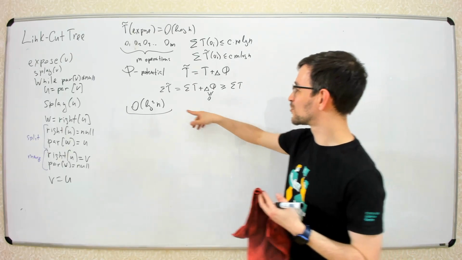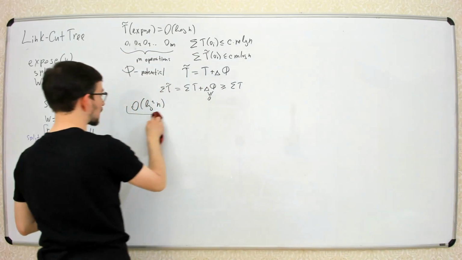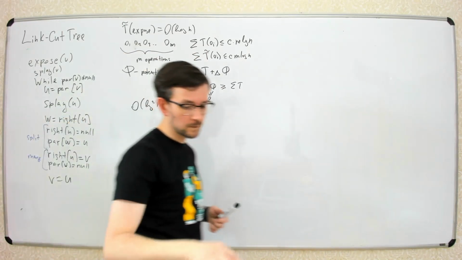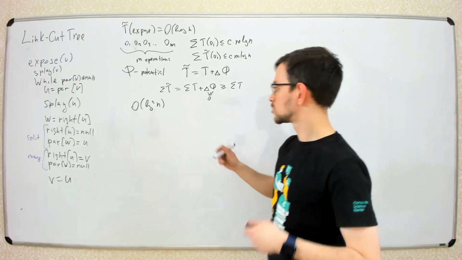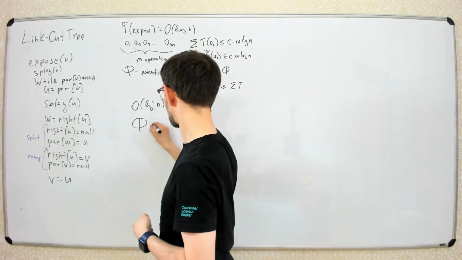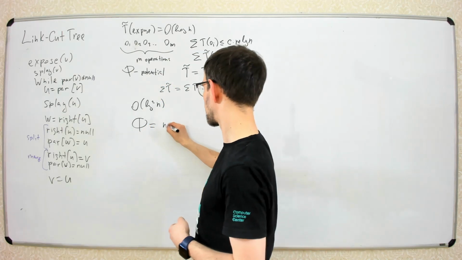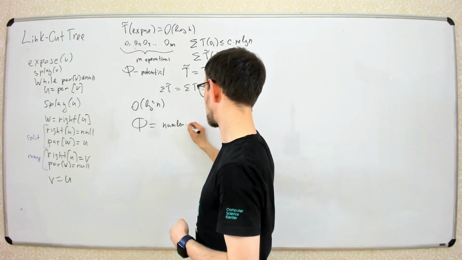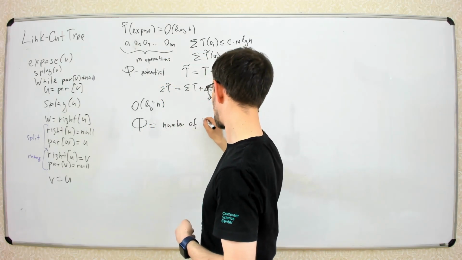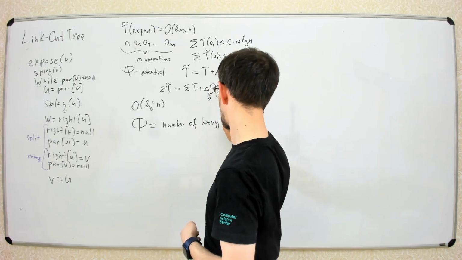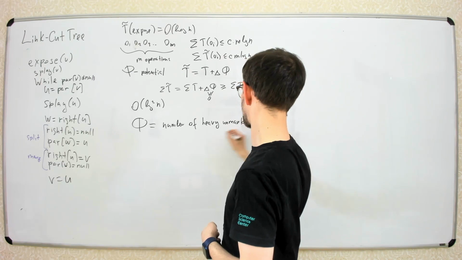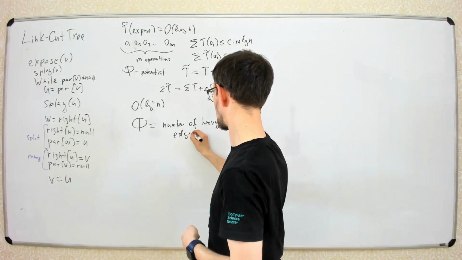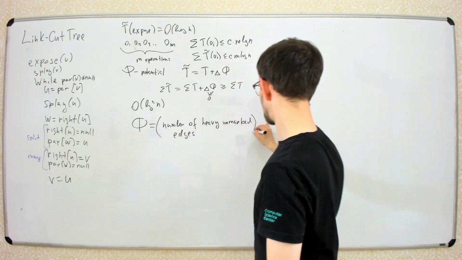So let's prove this time complexity. How to prove this time complexity? Let's use the following potential function. So let's say that the potential function is the number of heavy unmarked edges multiplied by log n.